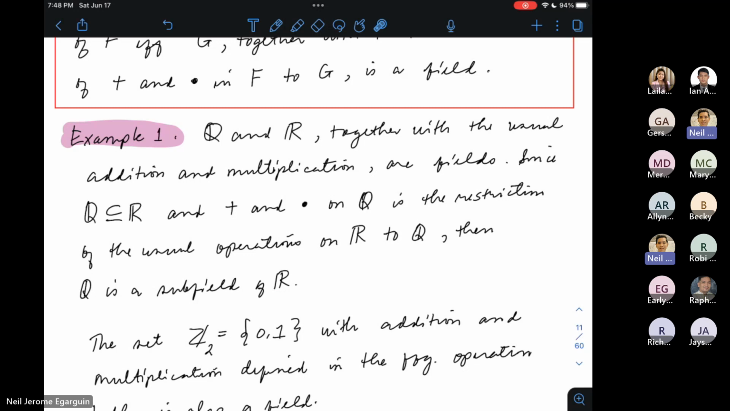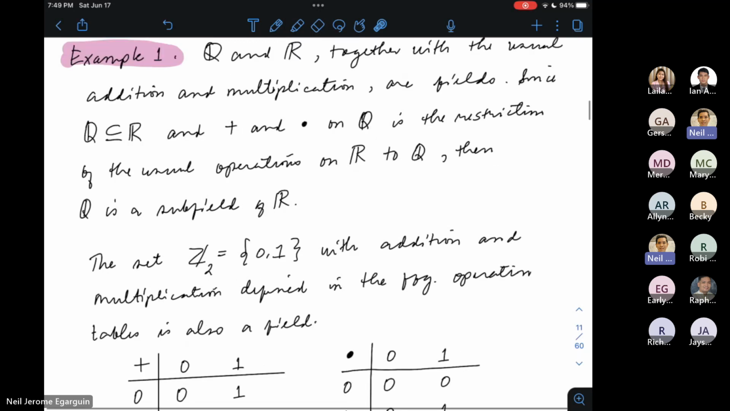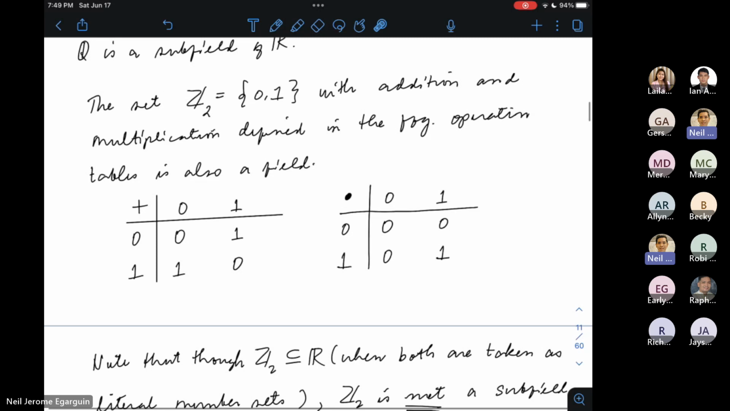Medyo mahirap mag-prove ng pagiging field, ano? Kasi marami kang properties. And I guess for those who tried some of the problems in the homework, medyo mahaba yon. So try to do that. I guess I have some examples here pa to show that. Yes, Sol?